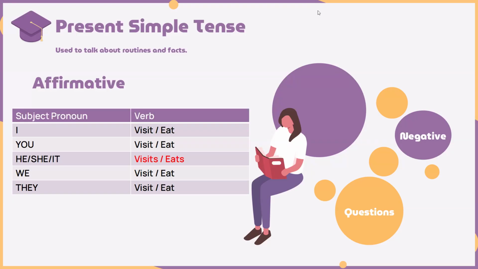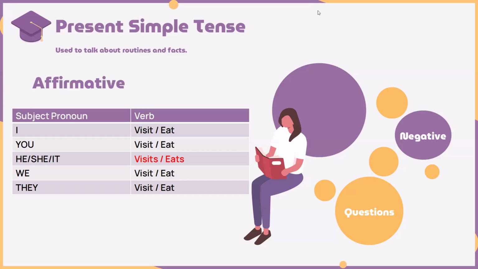If you want to talk about things that are true, okay, they're facts, you can also use the present simple tense. For example, the grass is green. The sky is blue. The turtle is slow. You're using the present simple tense.